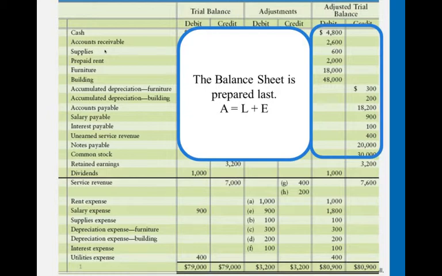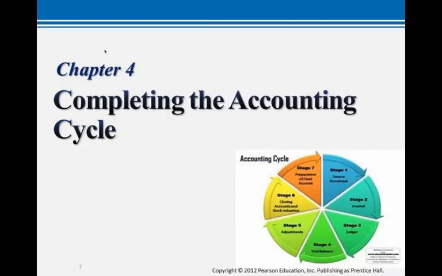Okay, so this is a summary of Chapter 3 at the end. What do we do with the adjusted trial balance? It's really the numbers that are ready for financial statements. Okay. In Chapter 4, I'm going to be introducing the complete worksheet.